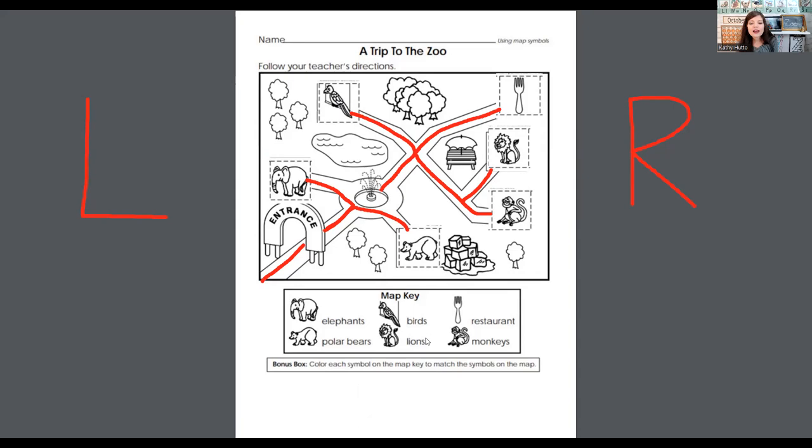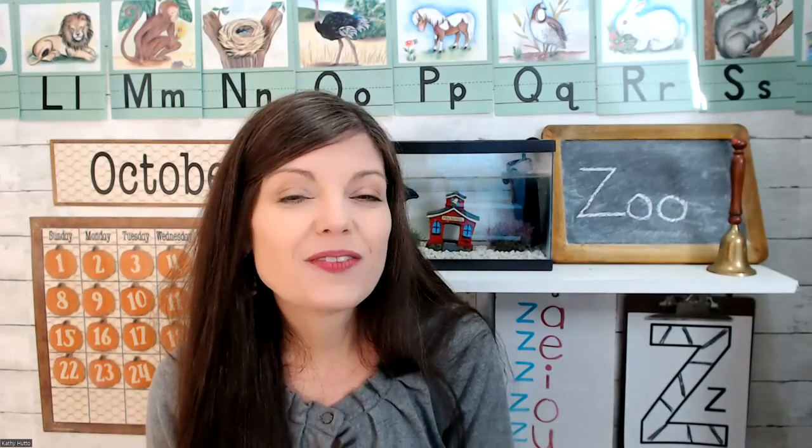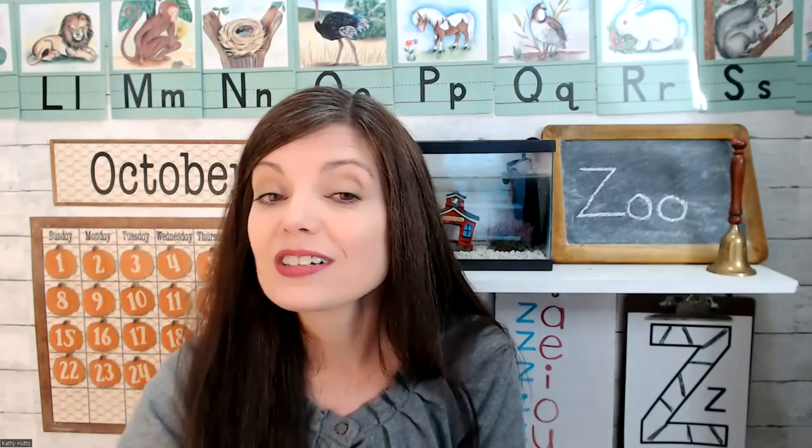So we had some fun doing map skills today. We learned right and left. Well, it's time next to do something fun for art. So let's head to the art table. We're going to make a little zoo.